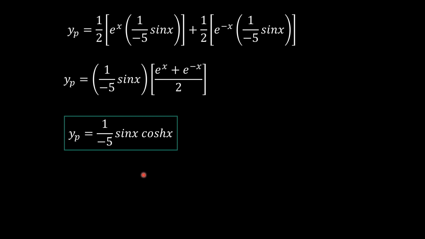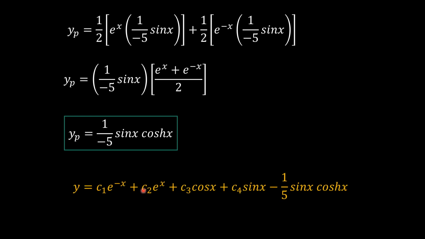Therefore, the general solution is y is equal to yc plus yp. Replacing these yc and yp by their corresponding expressions, the general solution of the given differential equation is y is equal to c1 e raised to minus x plus c2 e raised to x plus c3 cos x plus c4 sin x minus 1 upon 5 into sin x into cos h x.